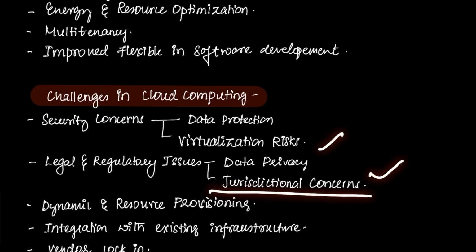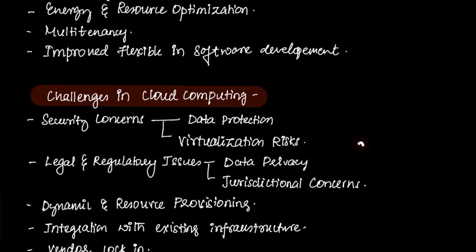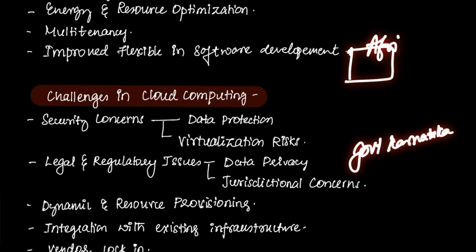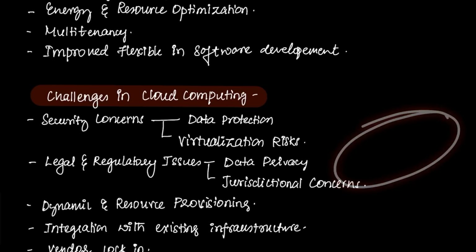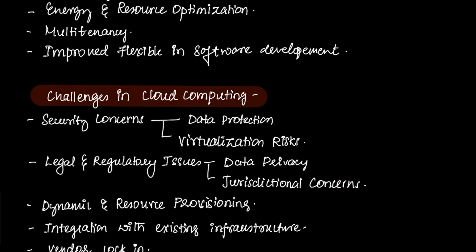Jurisdictional concerns. That is, when data is stored in multiple locations, it becomes challenging to navigate the legal implications, especially when governments from different jurisdictions seek access to the data. Suppose I am storing Karnataka government data in an Africa data center, and there is definitely a threat to the government data here, right? So anyone, a third party or an attacker might be able to access the data. So again, that is a challenge.